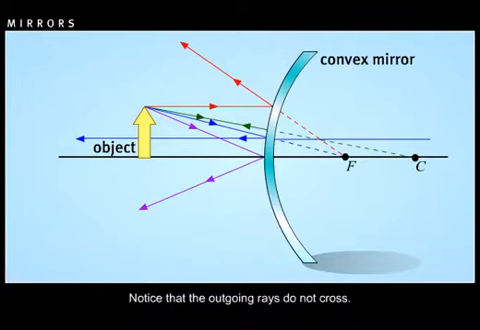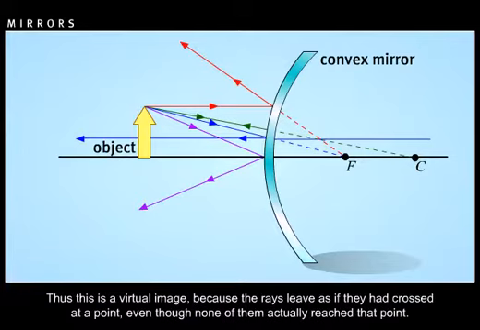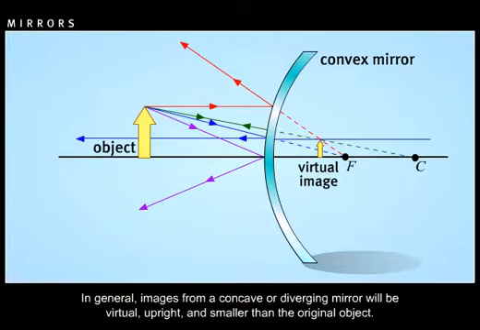Notice that the outgoing rays do not cross. However, if we extend the lines back behind the mirror from their points of reflection, they do cross. Thus, this is a virtual image, because the rays leave as if they had crossed at a point, even though none of them actually reached that point. The image created is virtual, upright, and smaller than the object. In general, images from a convex or diverging mirror will be virtual, upright, and smaller than the original object.